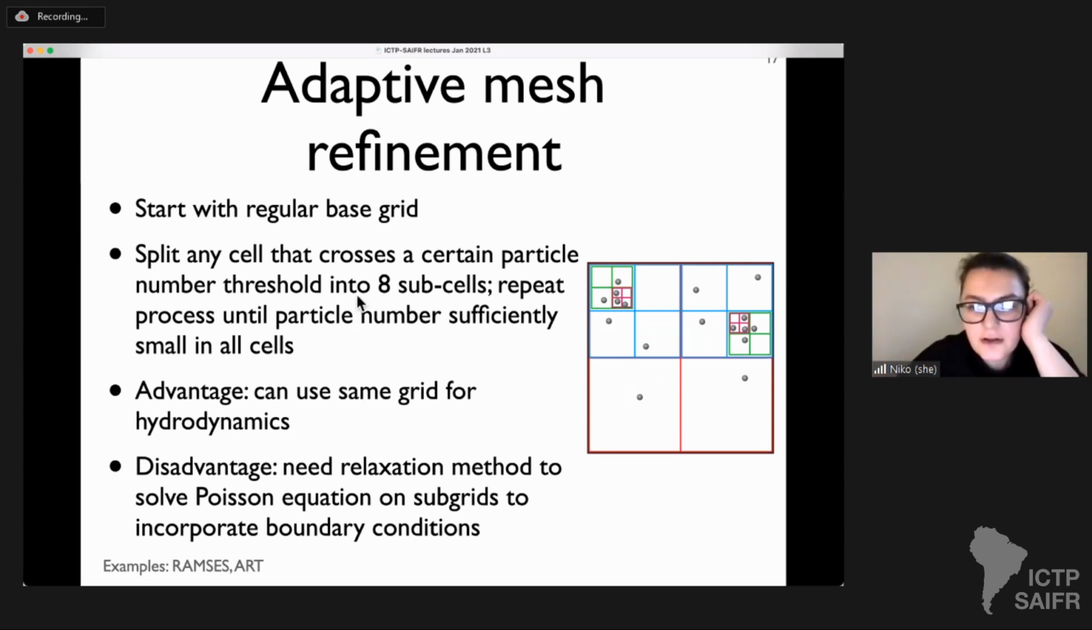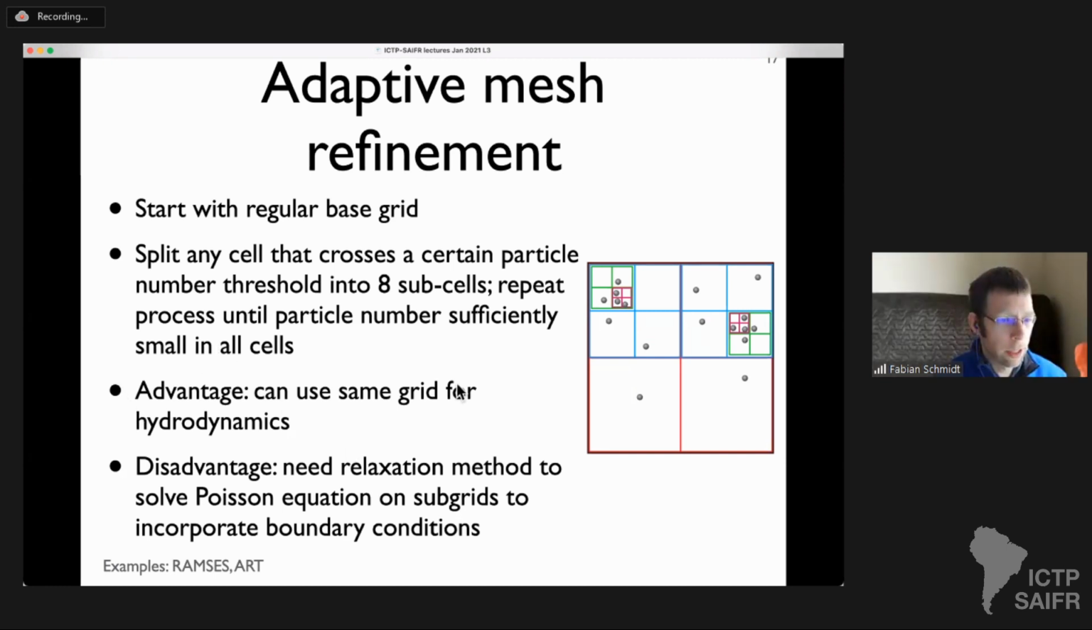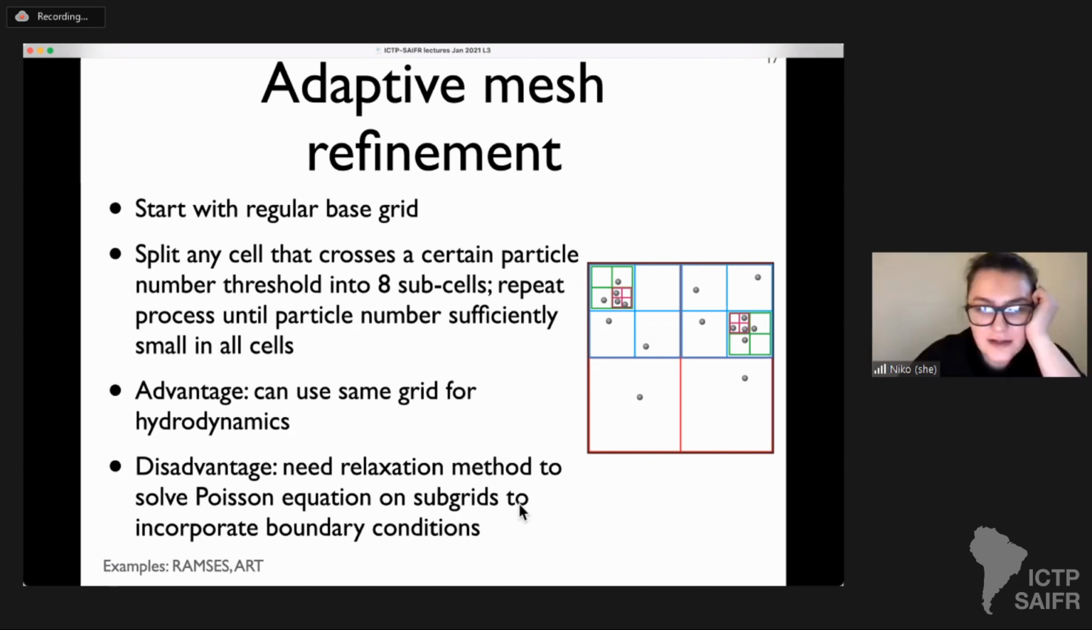May I just ask? Yes? But you don't want to go to really lower scales. Like you don't care about individual stars or anything in that sense. Yeah, right, so there's always a fundamental resolution limit, yes. Exactly. Okay, thank you.